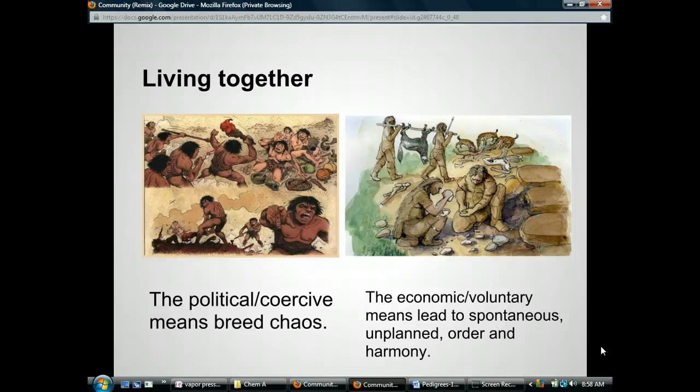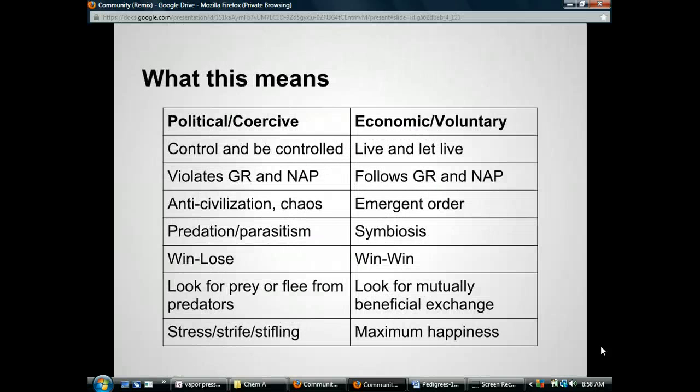So anyway, this is an example, I think. Things like the internet are examples of spontaneous order. So here's a summary. You can live according to coercive means, control and be controlled, violate the golden rule, the NAP. This is anti-civilization. It leads to chaos, predation and parasitism, win-lose situations, and this one here is key. This is how you'll live your life, looking for prey and fleeing from predators. And it leads to stress, strife, stifling of your potential, and shortening of your lifespan.